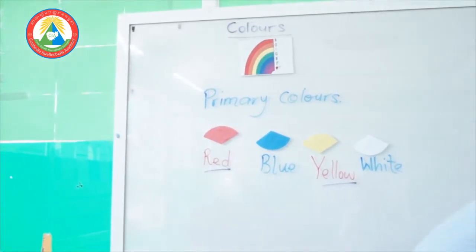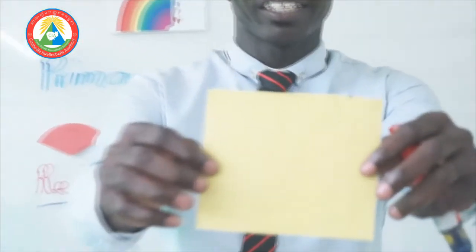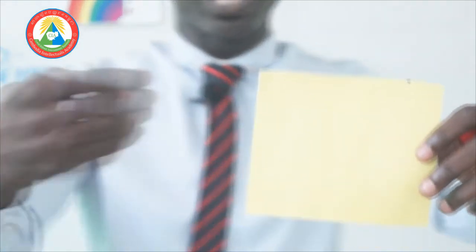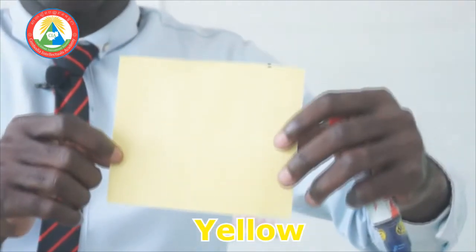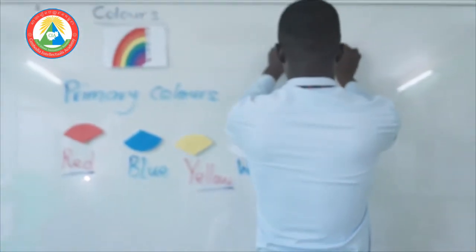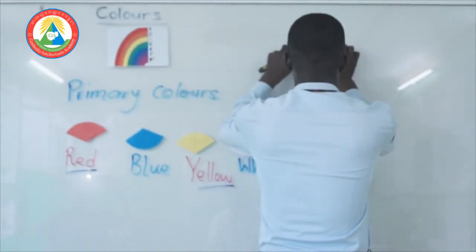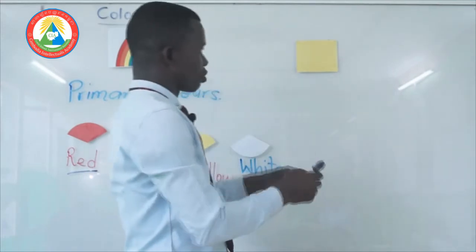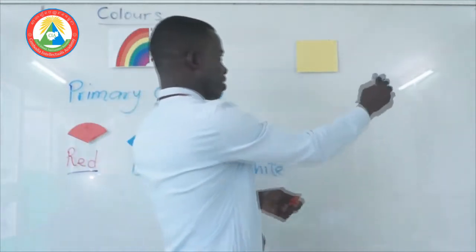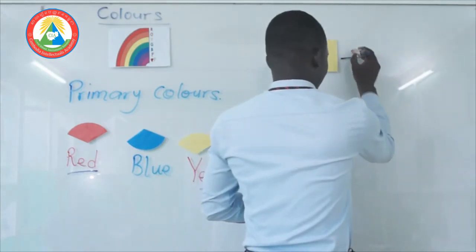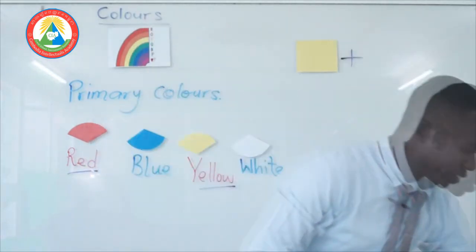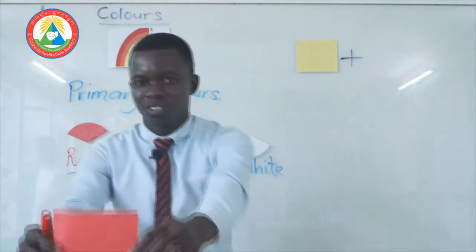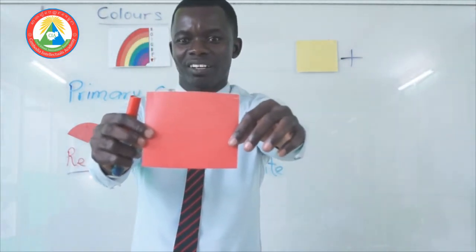So as I said earlier on, what color is this one? If you remember the color of banana, that's it. Okay, so this is yellow. Now as I have said, we are going to mix. So let's use this sign. So we are going to mix yellow and red. So let me ask you, though I have said it, this is the red color. Okay, good.